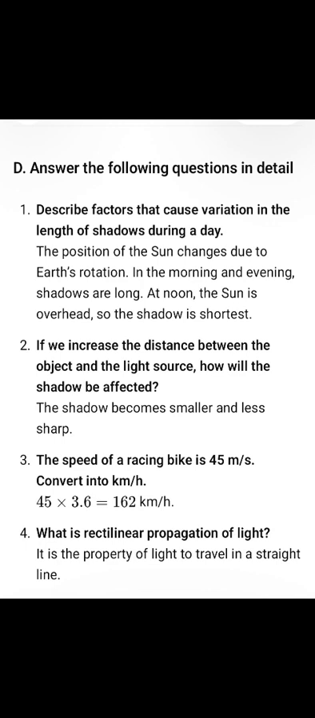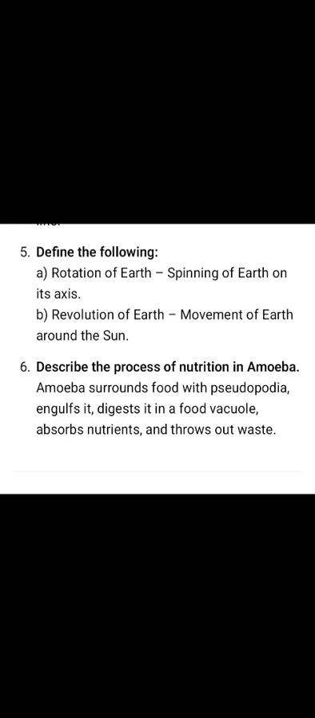What is rectilinear propagation of light? It is the property of light to travel in a straight line. Rotation of Earth, spinning of Earth on its axis. Revolution of Earth, movement of Earth around the sun.